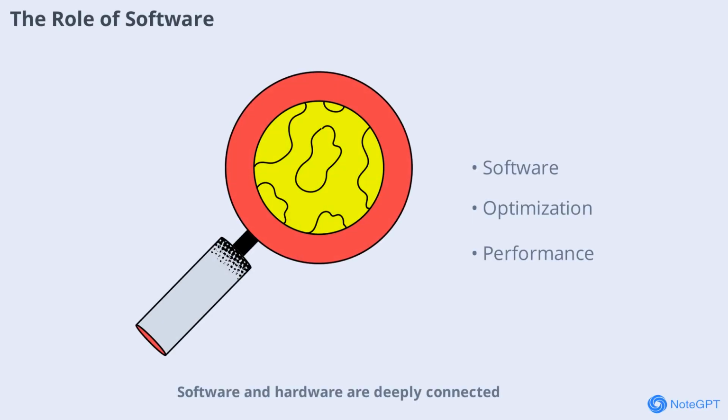Software and hardware are deeply connected. The way software is written can influence hardware design and vice versa. Optimizing software to take advantage of architectural features is key to getting the best performance from any system.